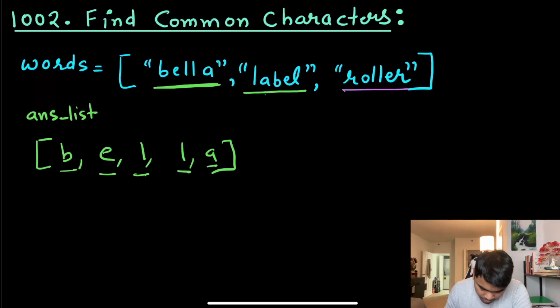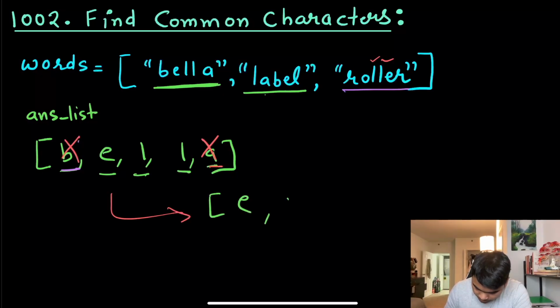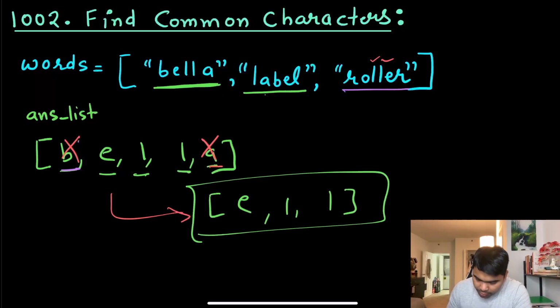How about roller? Is B present here? No, so it will be dropped from my answer. Is E present here? Yes, so it stays. Is L present? Yes, and of course we have to remember that we have used this L. Then another L, yes, that is also present. How about A? A is not present in roller, so my answer would be E, L, L. That is going to be my answer.